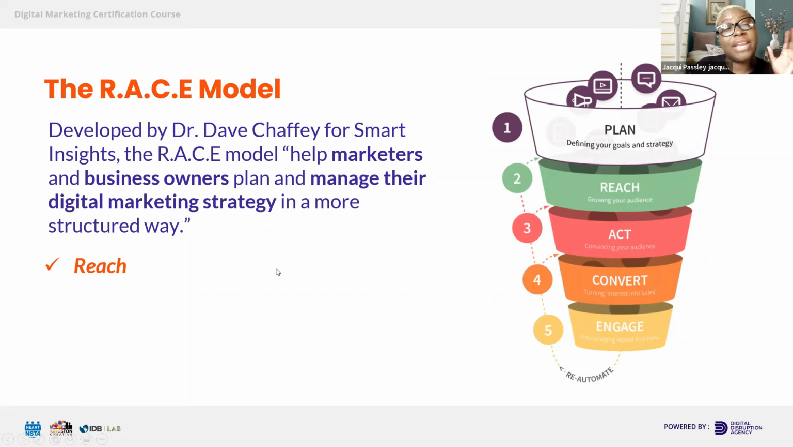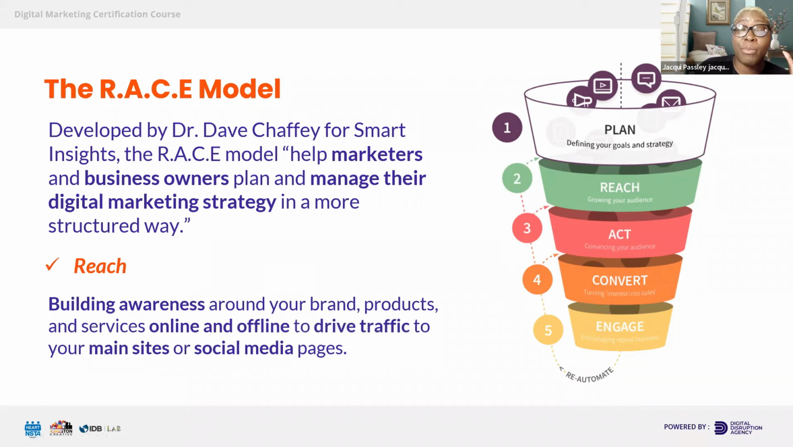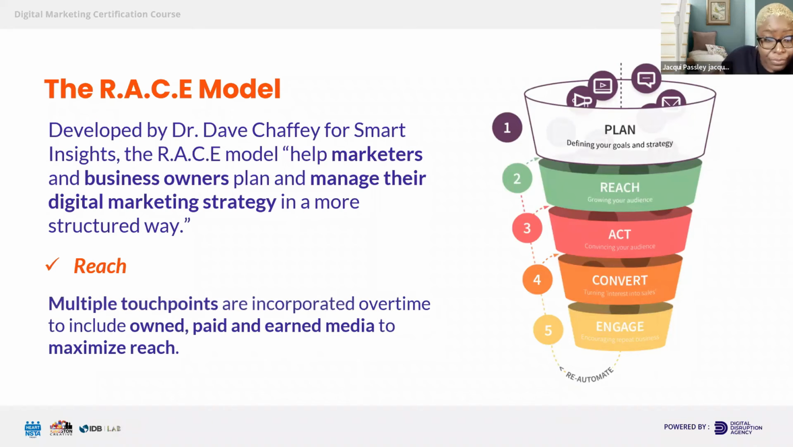All right, so the R in RACE stands for reach, and it's building awareness around your brand, products, and services, both online and offline, to drive traffic to your main sites or social media pages. So over time, say for instance, you start with social media. And once you've conquered one social media platform or become a dominant presence in one, you can go on another social media platform. And then you can move from social media to your website, although I think it should be the other way around, but this is how we commonly do it in Jamaica. You move from your social media to your website or to your email or to an app. So over time, you're creating multiple touch points to expand your reach using owned, paid, and earned media. And we're going to talk about that in next class, right? So you can maximize your reach and extend your digital presence, right?